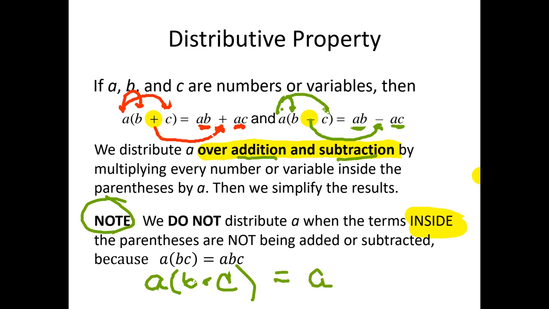So be very careful. In one section earlier, you had A times B times C. But that's not the distributive property. Do not add a plus or a minus when it's not there. Now, we're going to do a couple of examples.